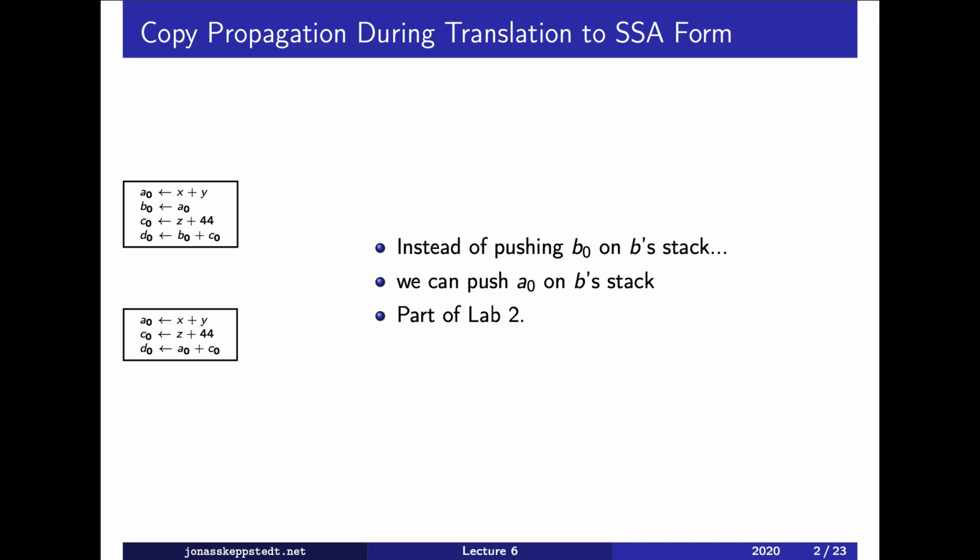So recall, when we have a copy statement like this, we can remove it and instead simply push the current value of A onto the stack of B. And then when we want to use B, we, as normal, without any special cases, simply take the top of the stack of B and use that as the operand.